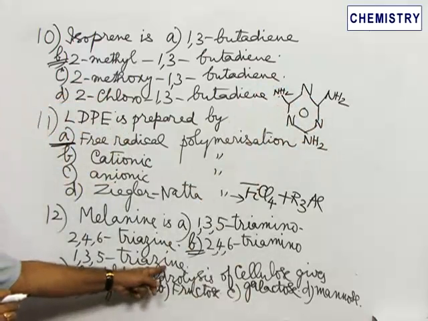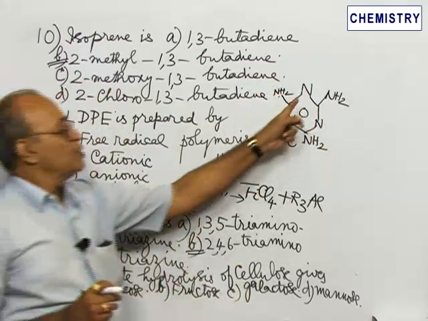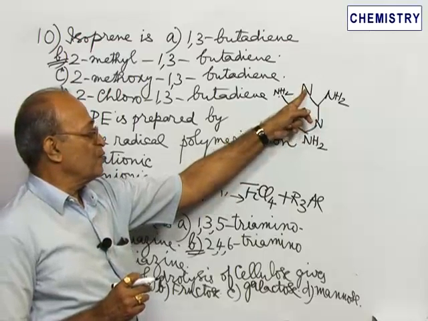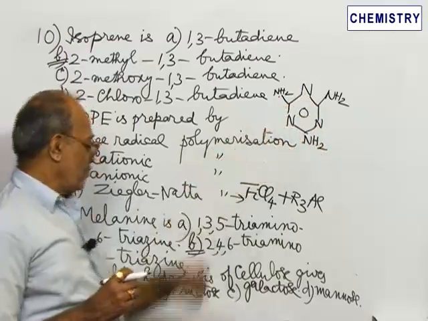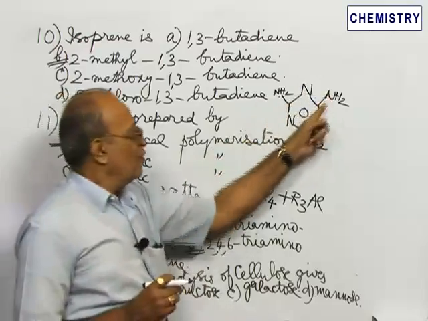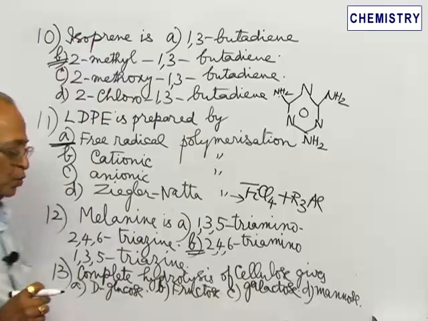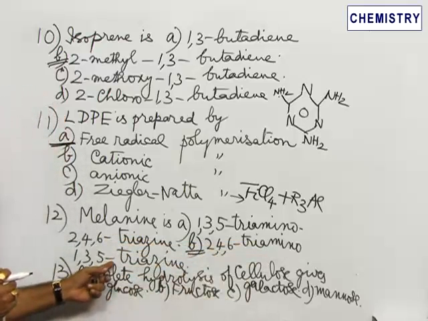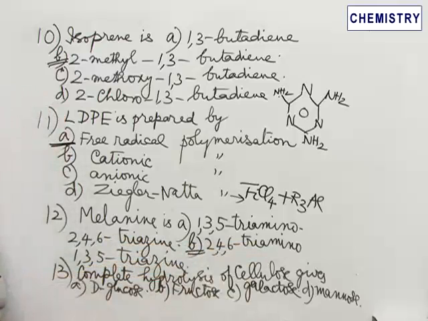So, it is a triazine. So, numbering should start from any one of these nitrogens, 1, 3, 5. 2, 4, 6 will be triamino groups. So, 2, 4, 6 triamino 1,3,5 triazine is the name of melamine.